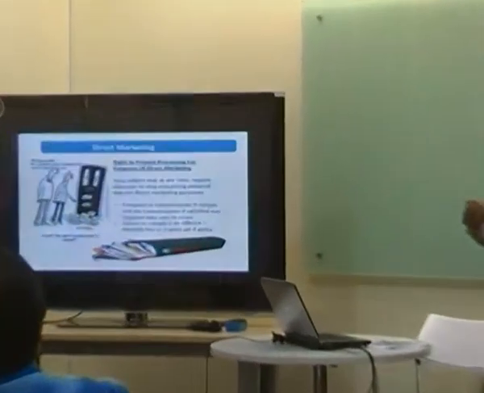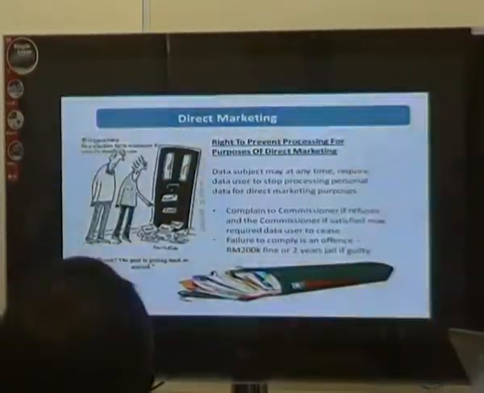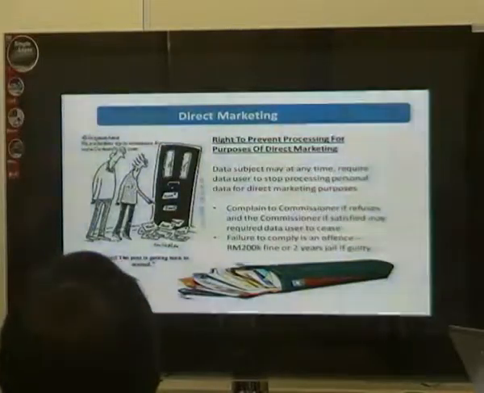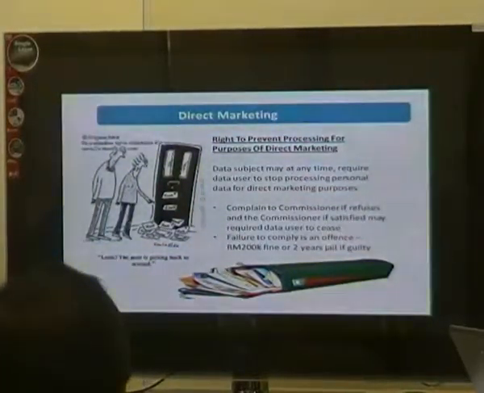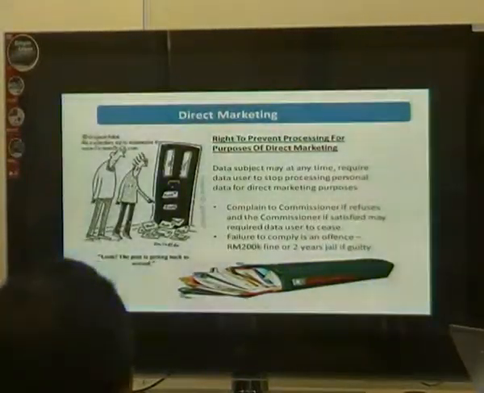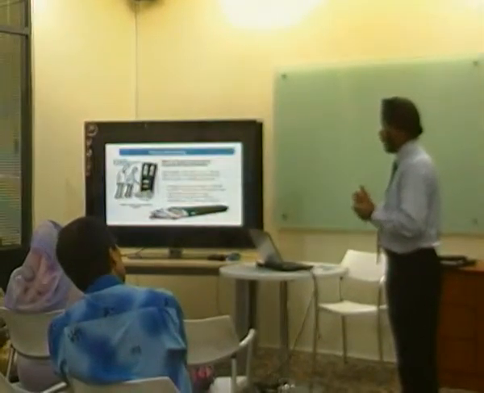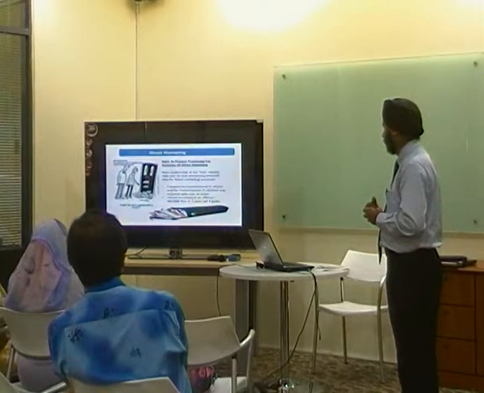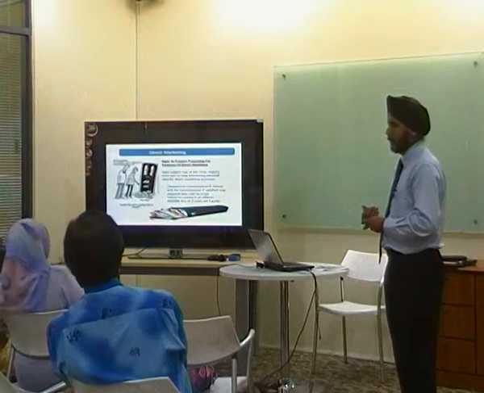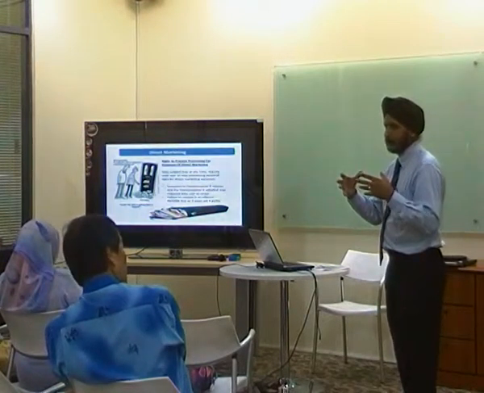So this is another provision, the right to prevent processing of personal data for purposes of direct marketing. When someone collects your personal data, you can tell them, please do not use my data for direct marketing. Then they have to comply. If they still want to continue, you can complain to the commission, the Personal Data Commission.